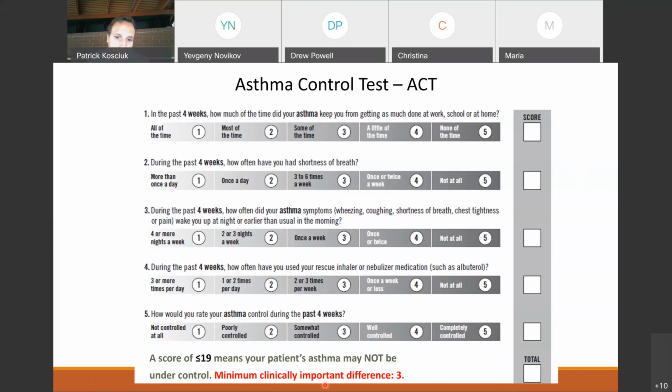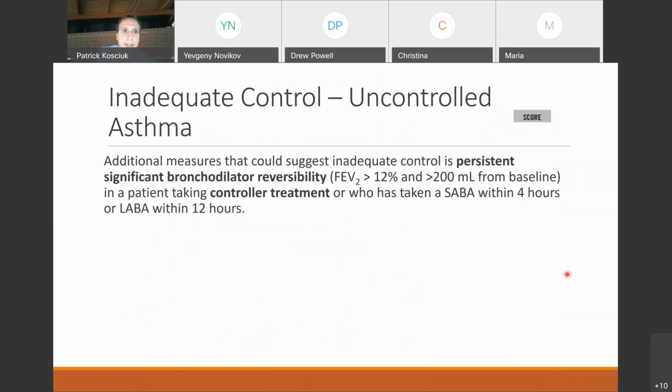The minimum clinically important difference for this scoring rubric is 3. So if their score has increased by 3, whatever intervention you did is a good one. Otherwise, we can also see that people are less controlled on their controller medications, and this is outside of that ACT score, if they start to show a new bronchodilator reversibility, sorry, this is a typo, it should be B1, then that means they might be less well controlled.